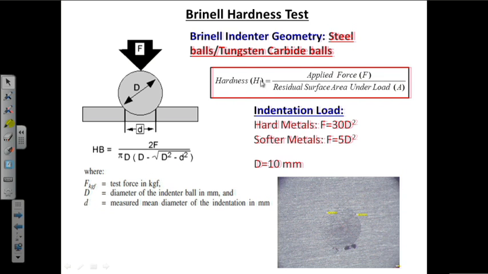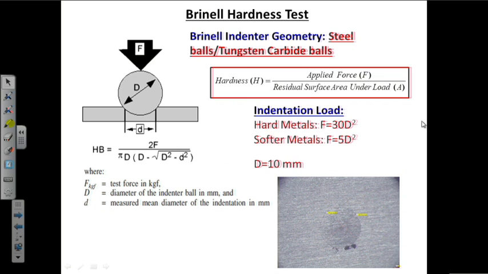Look at the expression of hardness. It is the applied force divided by the residual surface area under load, and this residual surface area is measured by imaging in an optical microscope. In this figure, I have shown a permanent impression after unloading of a spherical indent. We take that specimen after indentation under a microscope, and we can measure the diameter of the indent, and that diameter is considered as small d.